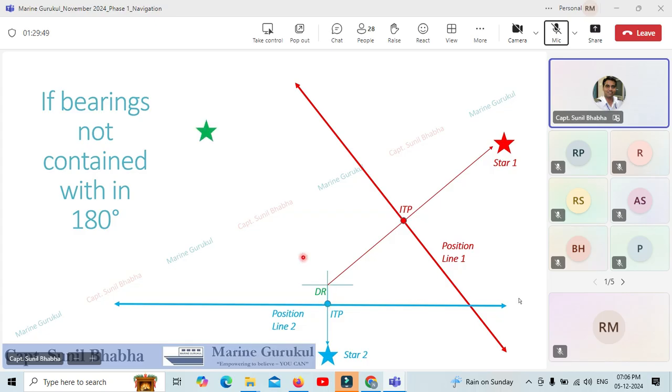Now let's mark the third celestial body. You can see the green star coming up. Let's mark the azimuth of the star. Now this star sight was also worked out using the intercept method, and let's assume the intercept was towards in this case too. So from the DR position, I go a distance equal to the intercept towards the star, and I reach up to the ITP, intercept terminal point. ITP point is marked, and the PL passes through the ITP.